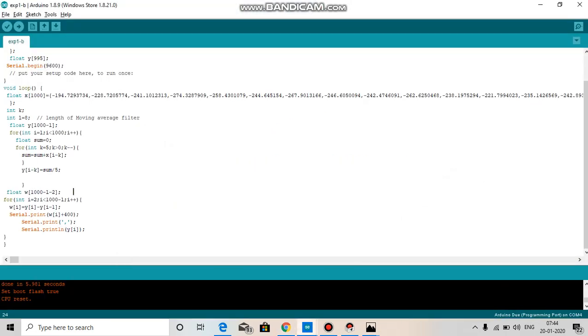And the second one is the derivative filter, first order difference, where the formula is y of n equals x of n minus x of n minus 1.